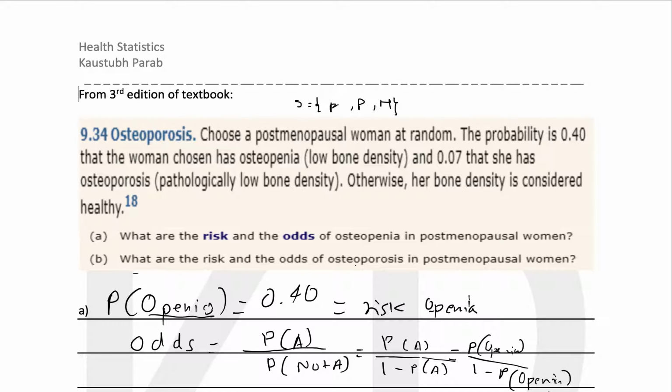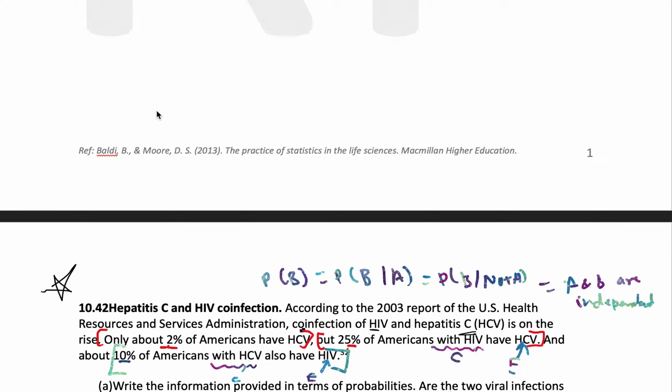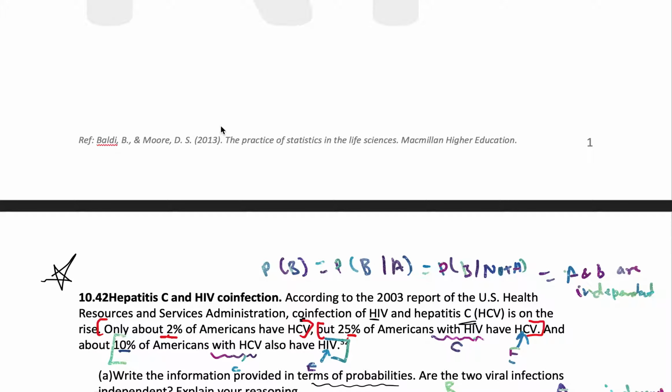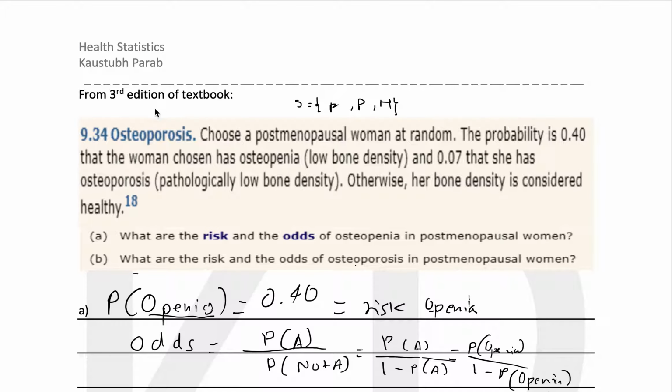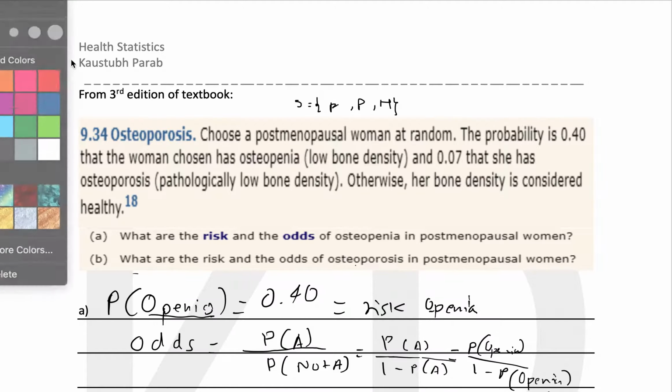In this lecture, we're going to solve some of the problems based on chapters 9 and 10 from the textbook. This one, Baldi and Murray. And then we're going to solve this problem. So let's look at the first one.